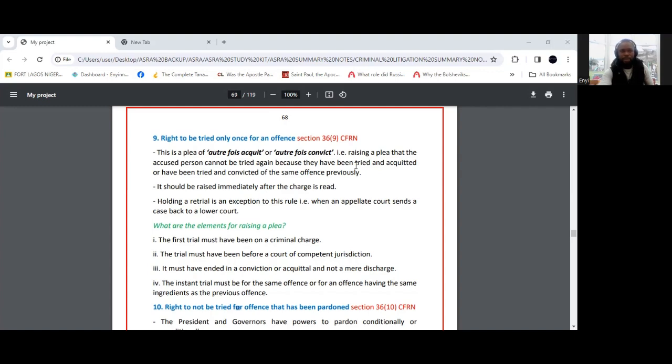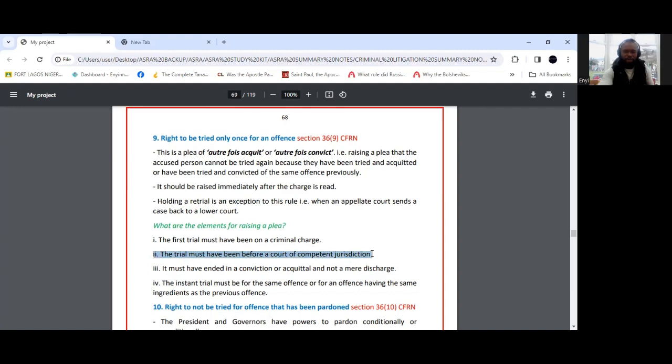A person cannot be tried a second time for an offense for which they've been tried before and convicted or acquitted. Now, if this plea of autre fois is raised at arraignment, there are certain elements that must be established for the plea to succeed. The first element is that the defendant should be able to show that the first trial must have been on a criminal charge. And that simply means that the first trial must have been a criminal trial. Second element is that the trial must have been before a court of competent jurisdiction.